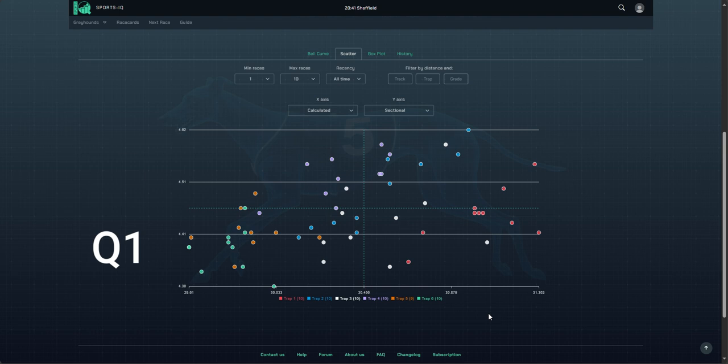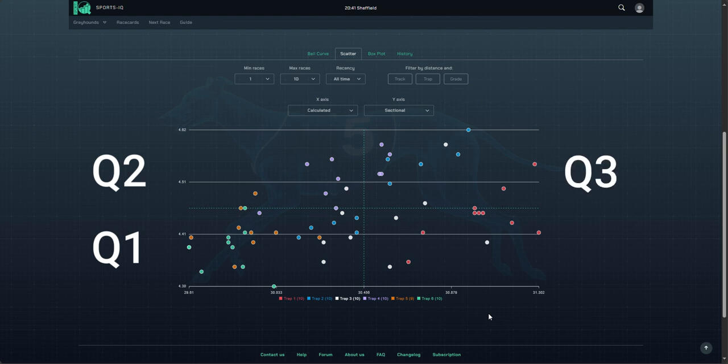Dogs that appear in the top left hand quadrant, these dogs have a slower sectional time but have a really fast calculated time. So these are the type of dogs that will trap slowly but finish the race really well.